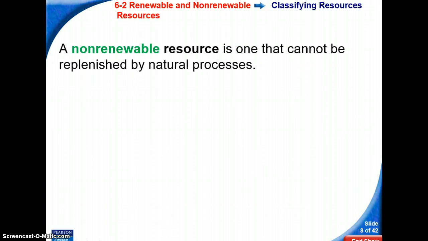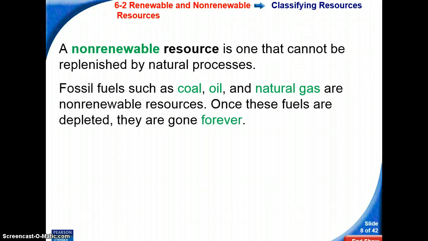Then we have non-renewable resources, and this is a resource that cannot be replenished by natural processes. In the last section, we talked about fossil fuels such as coal, oil, and natural gas. These are non-renewable resources because once these fuels are depleted, they are gone forever.